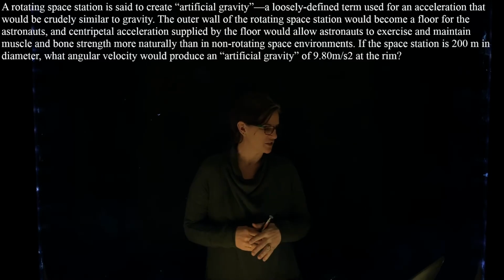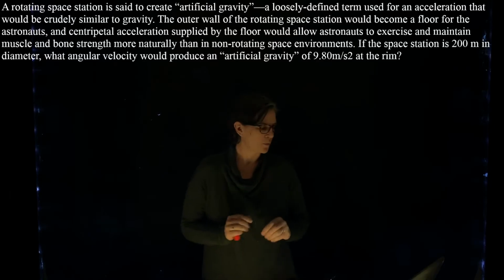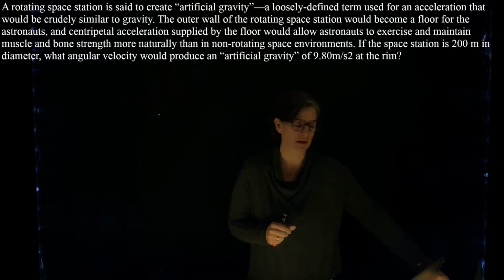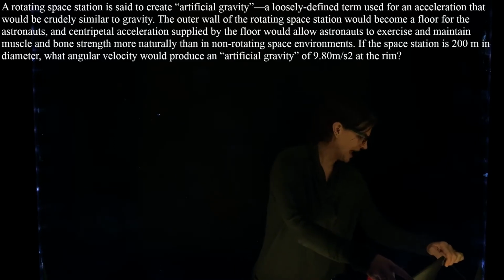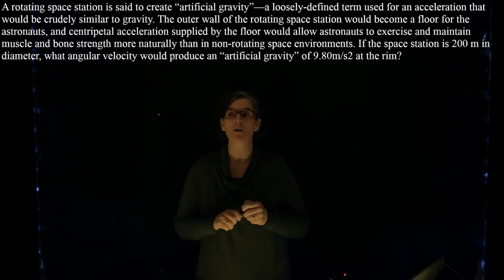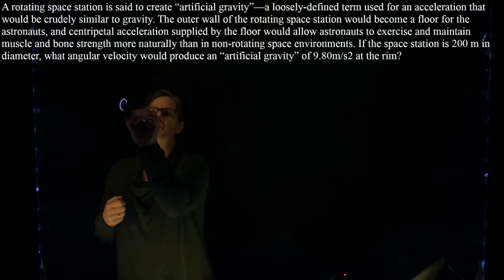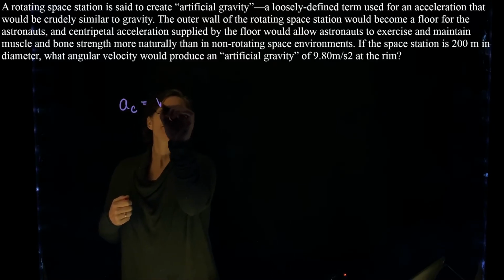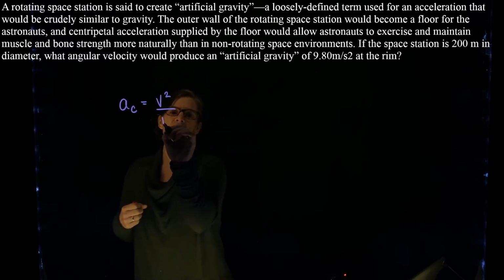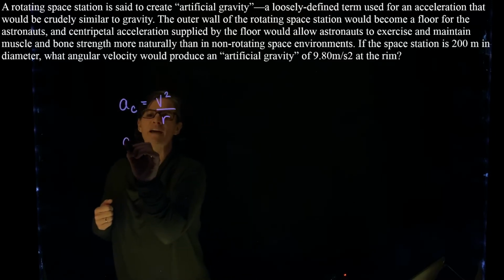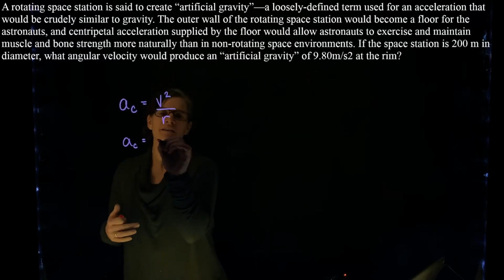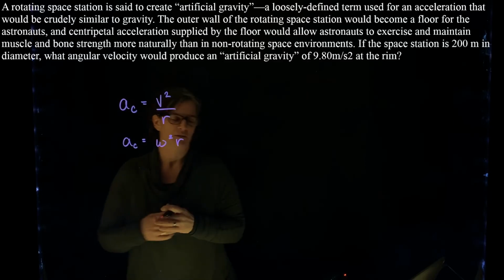If the space station is 200 meters in diameter, what angular velocity would produce an artificial gravity of 9.8 meters per second squared at the rim? We have two equations that look at centripetal acceleration. We have the speed squared, and that's the linear velocity, the linear speed at the rim, divided by the radius, and we have a relationship for centripetal acceleration that relates the angular speed squared times the radius.